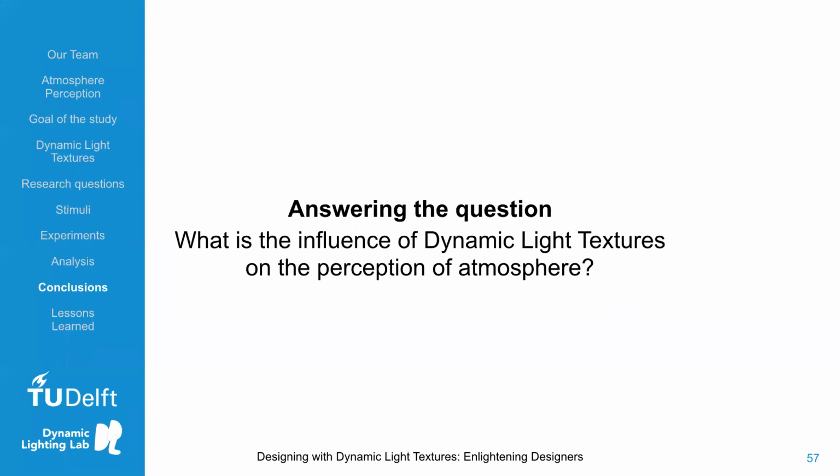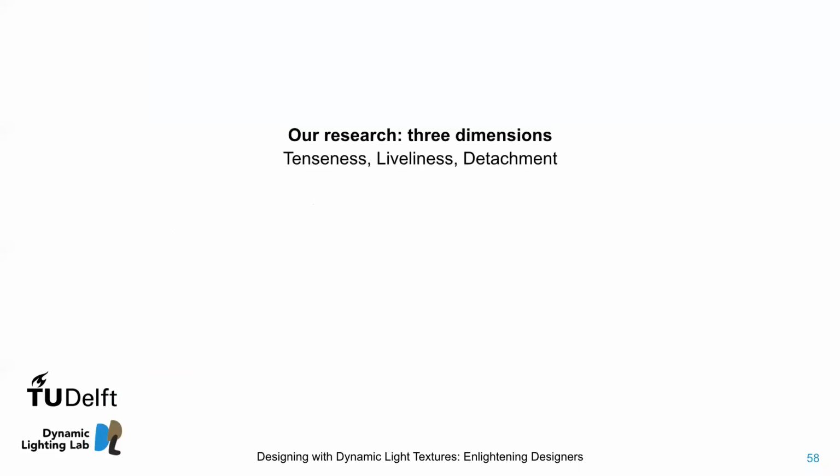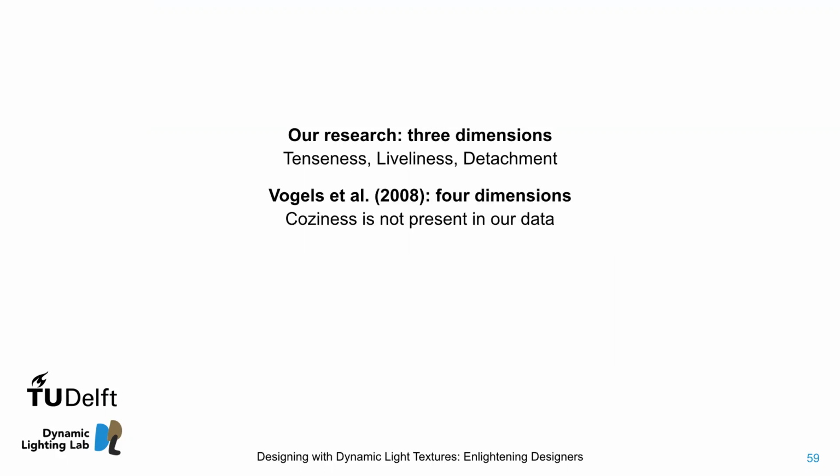So, answering our question, what is the influence of dynamic light textures on the perception of atmosphere? There are actually several answers we can give, our conclusions of this research. In our research, we found 3 dimensions: tenseness, the sense of tenseness of an atmosphere, liveliness, and detachment. In the research done into static light conditions and their impact on atmosphere, the research group in Eindhoven found that there are 4 dimensions.